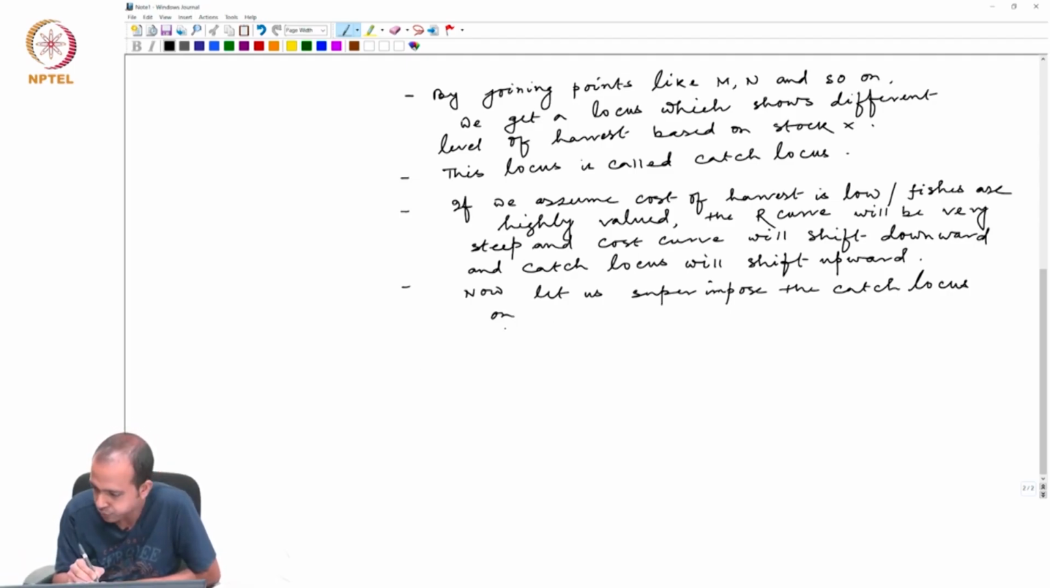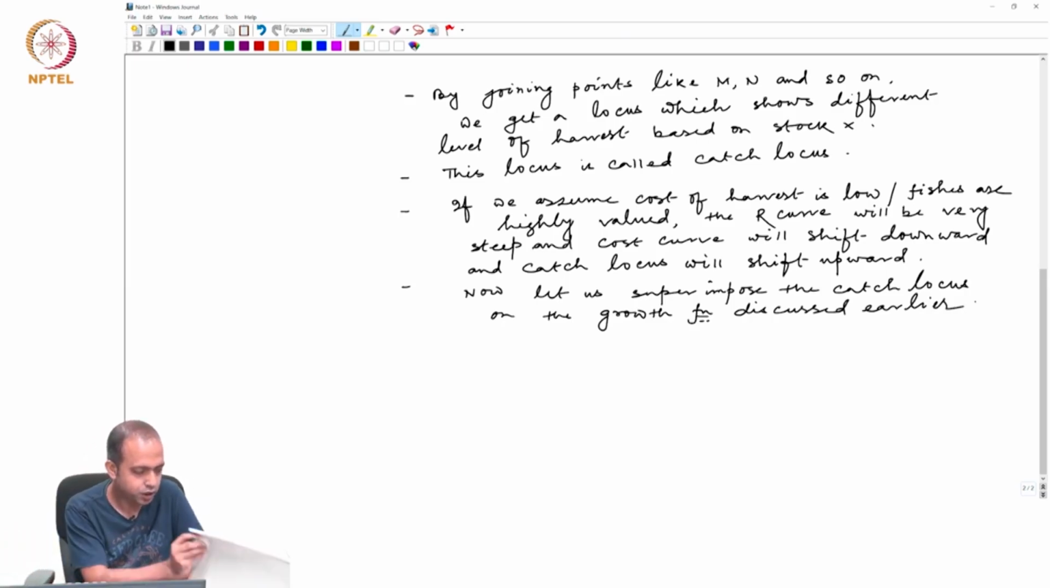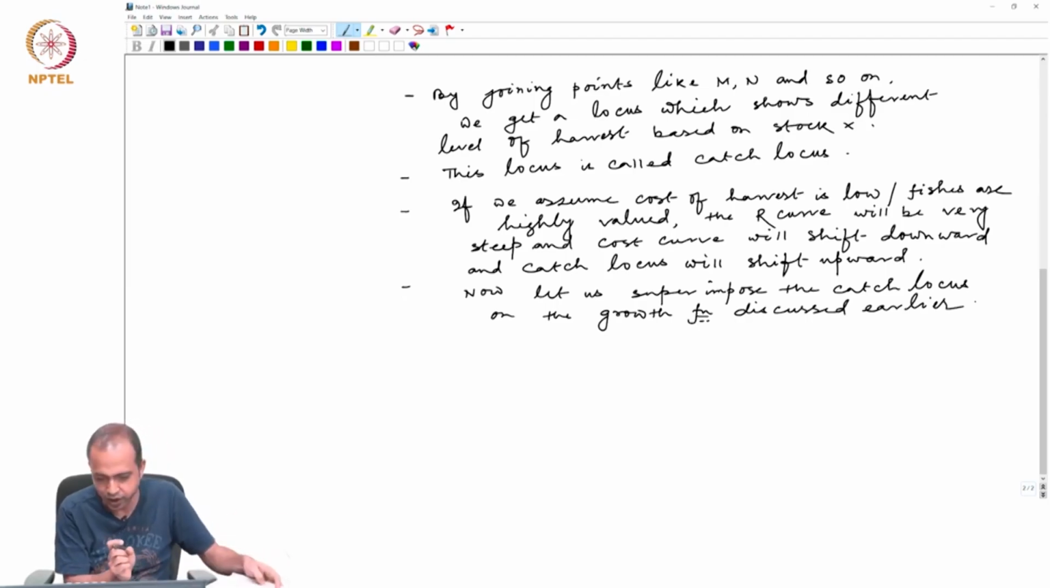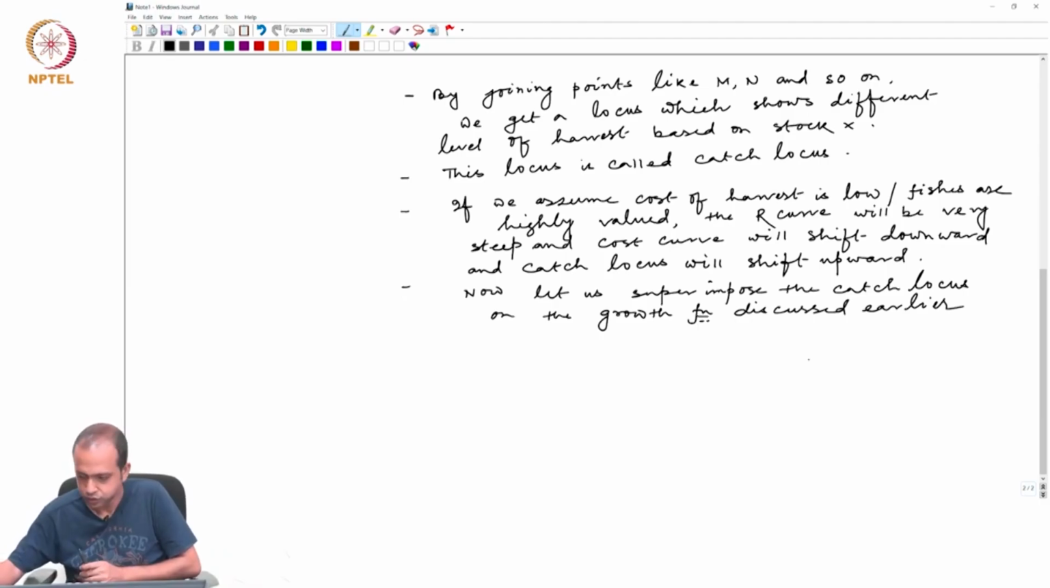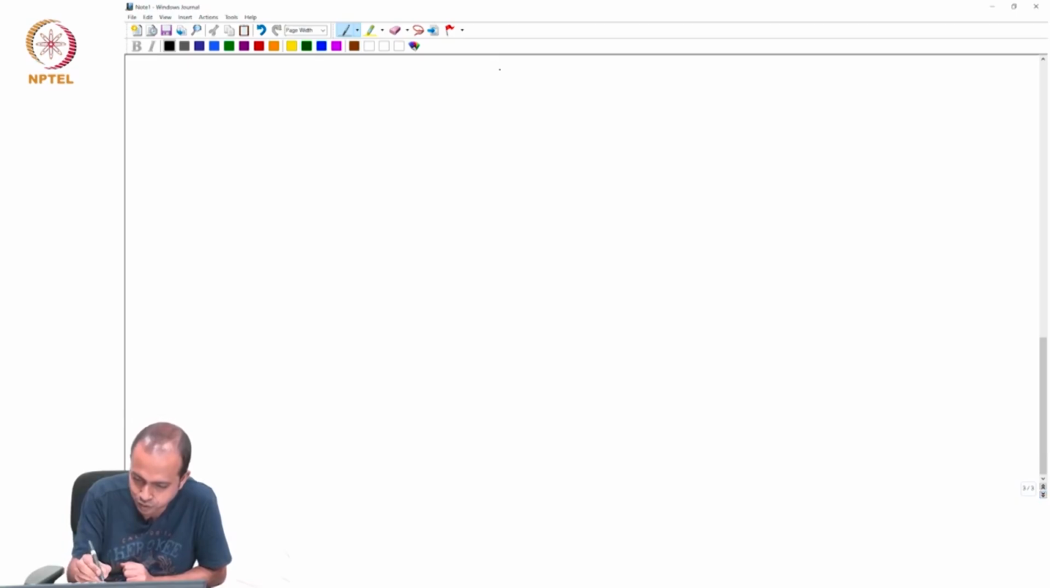The growth function discussed earlier. Okay. So, what is the growth function? What we will do? We will go back and draw the diagram once again. So, let us do it in the next page. So, this was our diagram, if you recall.